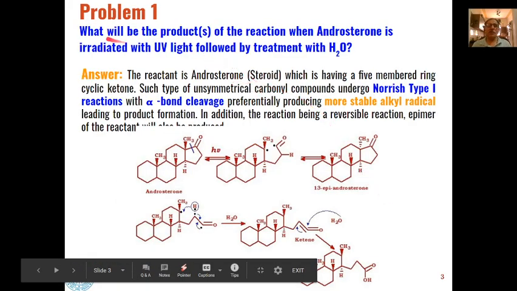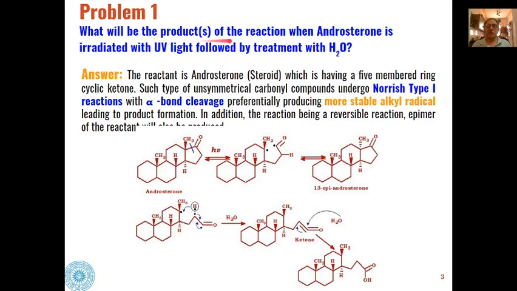So the first problem is: what will be the products of the reaction when androsterone is irradiated with UV light followed by treatment with water? First of all, you must know the structure of androsterone. Androsterone is a steroid having this structure, where you have a ketone group present at this position, and adjacent to this is the beta methyl group, and this position is an unsubstituted position.